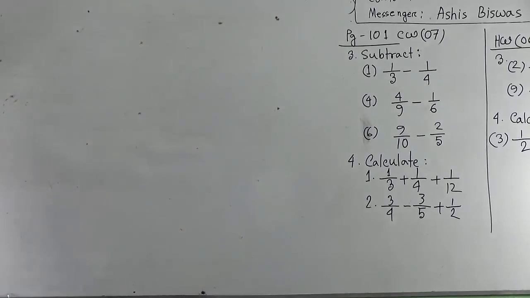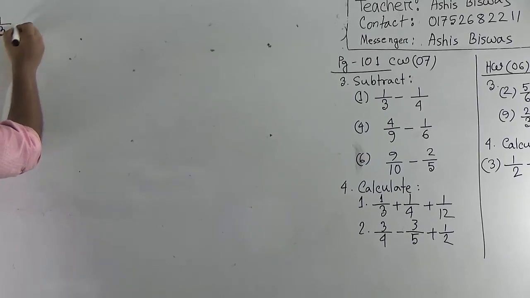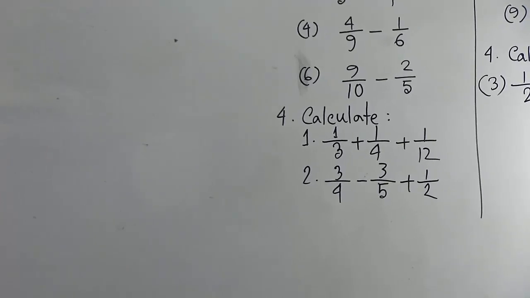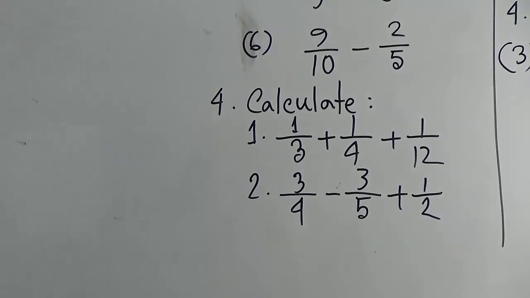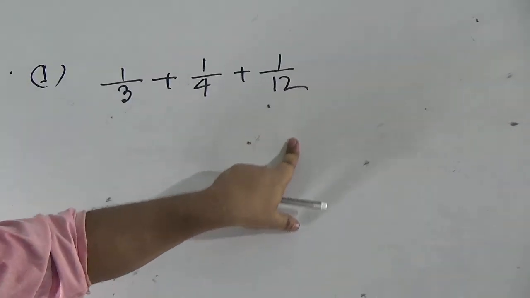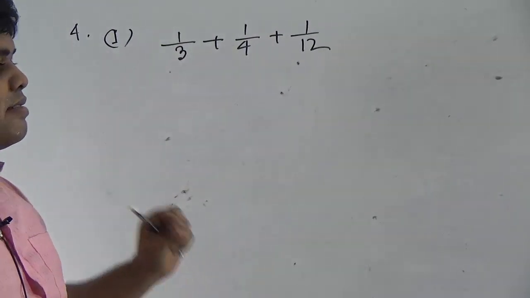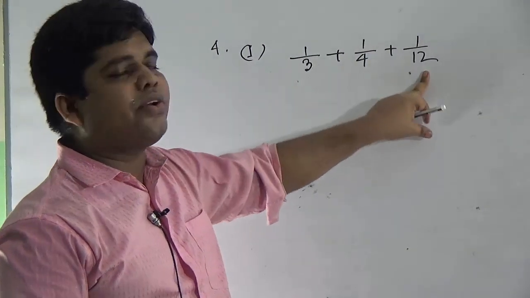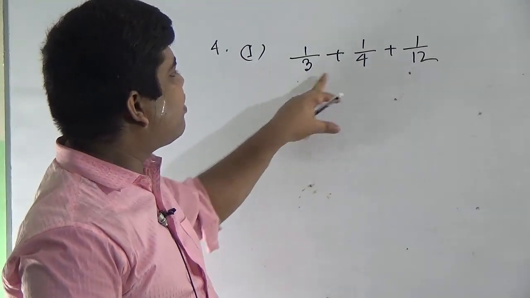Question number 4, part 1. Here the question is 1 by 3 plus 1 by 4 plus 1 by 12. My dear students, notice here how many fractions there are: 1, 2 and 3. So there are 3 fractions, so we add these 3 fractions, just like this, same work. So first of all we find out the LCM of 3, 4 and 12. How can we find out the LCM of 3, 4 and 12?